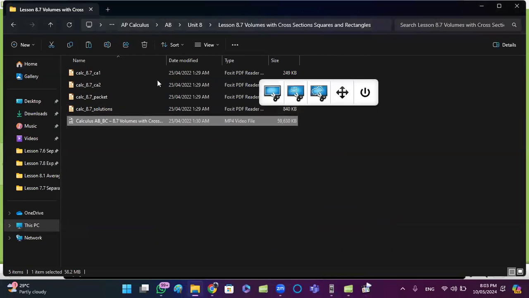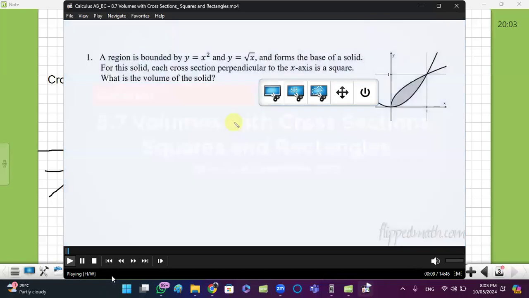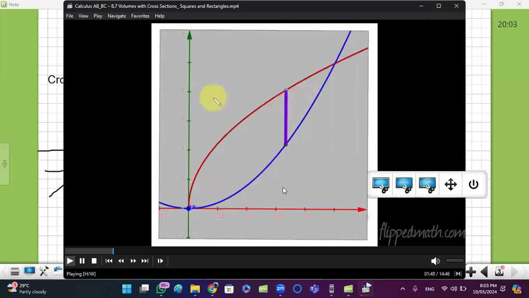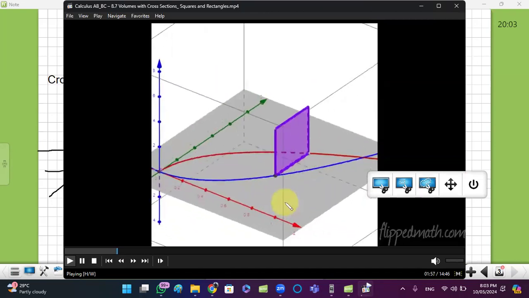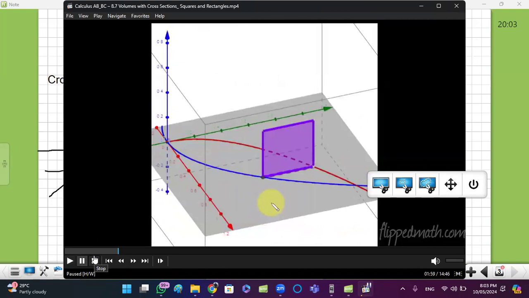We're going to move on to volume with cross sections, area of square and rectangle. Take a given object and you slice it. Let's do a square along here. This cross section is a square, but it's hard to see. If I could take this graph and tilt it three-dimensionally up like this, oh my gosh, that is so cool. You got it? Yes, it will be square.